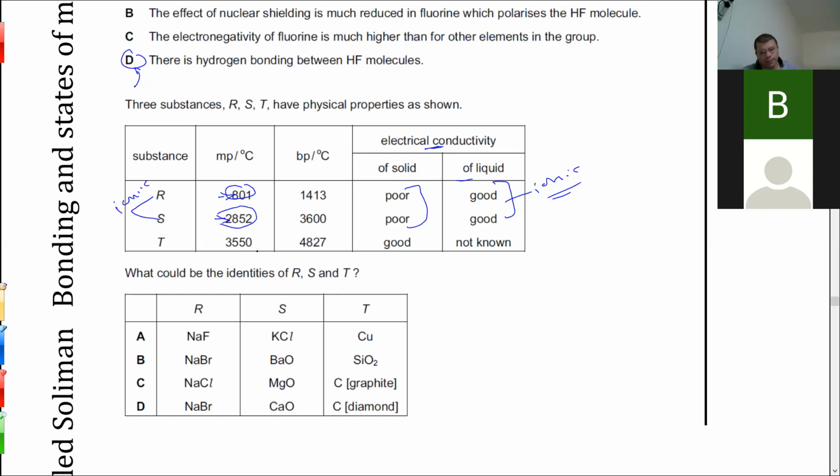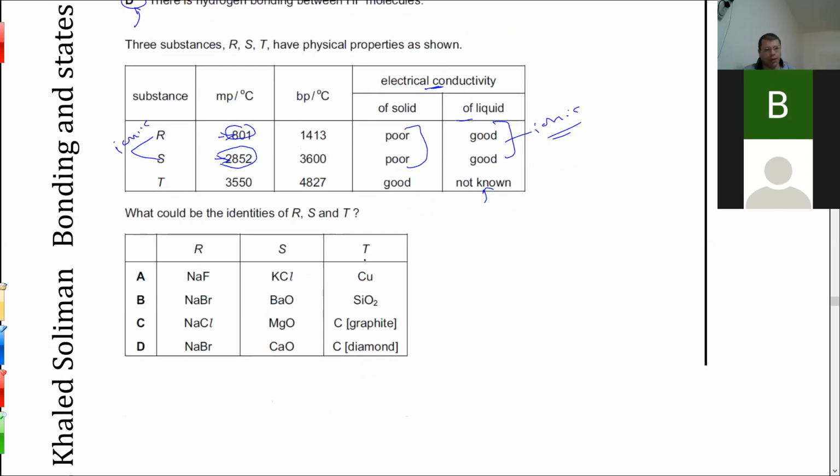The third one, conduct in a solid with unknown liquid structure. Because this one converted into gas direct, for example, like graphite. So the first one is ionic, monovalent. Second one is ionic, bivalent. The third one, conducting electricity, is graphite. The answer is letter C.